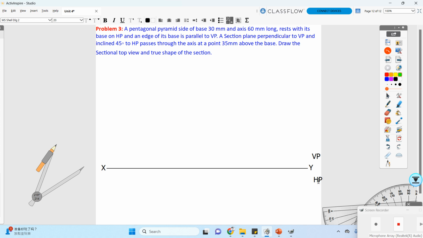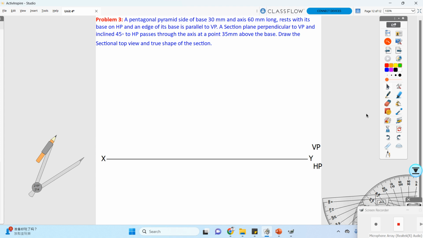So this is the important one. Whenever we start our drawing, we want to mark this one first. Then followed by, we will start the drawing. So over here they clearly provide a pentagonal pyramid of base 30 mm. So when you consider 30 mm, you can take your stencils. In that itself it has 30 mm. Then they have provided in this question that the edge of its base is parallel to VP.